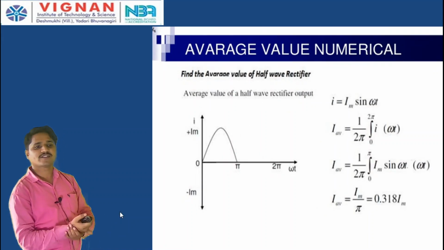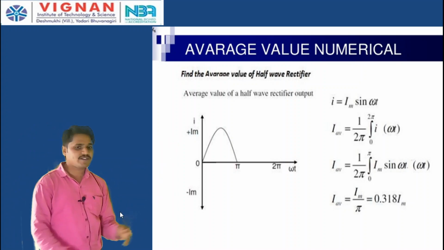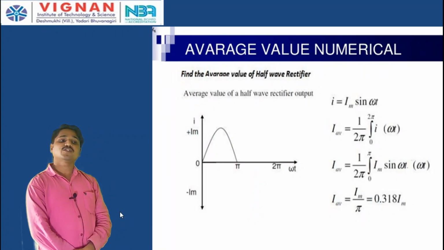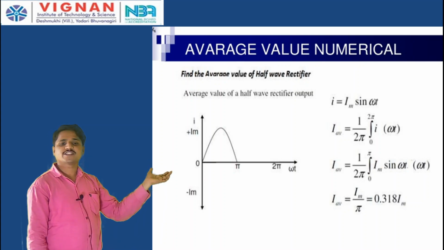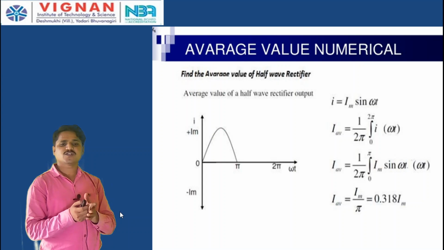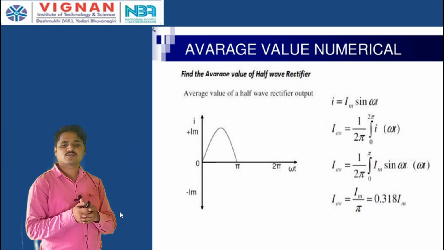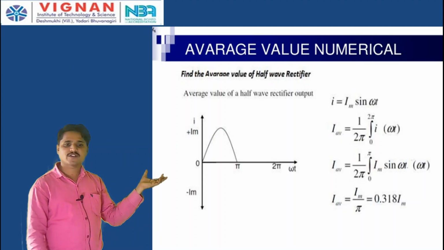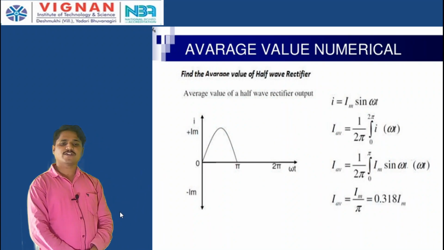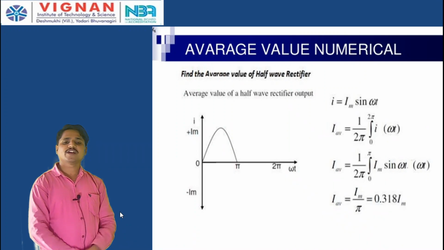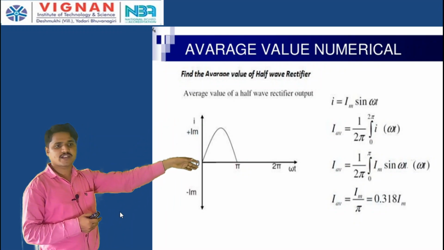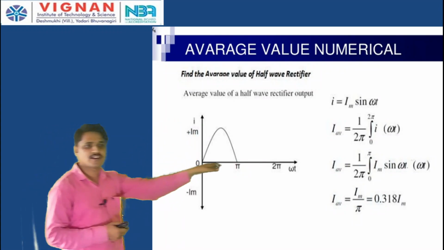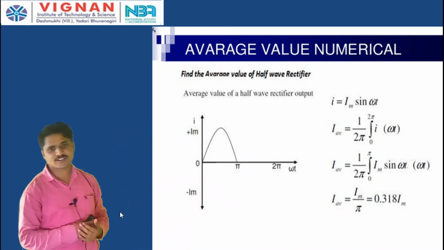Now, the next question is to find the average value for the half wave rectifier. For the half wave rectifier, this is the output voltage, the DC output voltage or the average voltage. The DC value and the average value are both the same. For the half wave rectifier, during the positive half cycle of the supply, the diode will turn on. During the negative half cycle of the supply, the diode will turn off. Therefore, we get only one positive half cycle, and the remaining half cycle is 0.